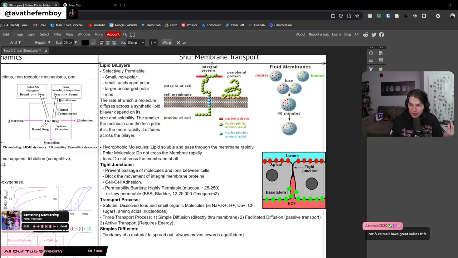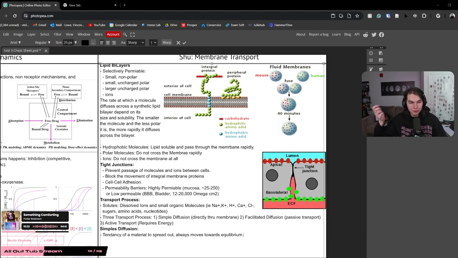Then we have things like sugars, amino acids, and nucleotides. Again, stuff that's important. We need sugar for ATP and all of that, which gives us body energy. Then we have different types of transport processes. We have simple diffusion, which is essentially directly through the membrane. And this is what you think of when you talk about diffusion normally. Essentially what this means is you're going to go from an area of high concentration to low concentration until the areas are equal.